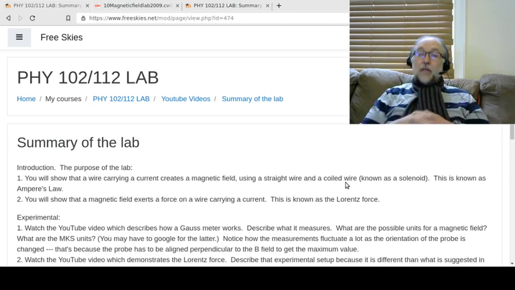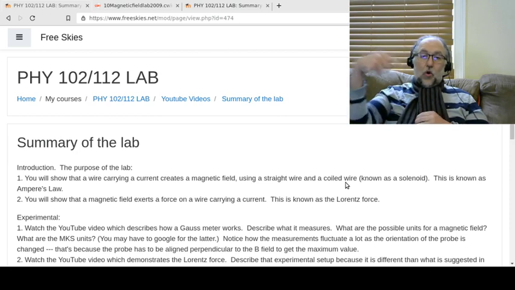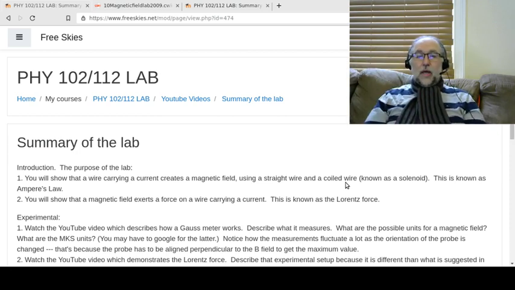And the other one is you're going to do it for a coiled wire, in other words, for a solenoid. And so that's Ampere's law. That's one thing that you're trying to demonstrate with this lab. And the other one is to show that a magnetic field exerts a force on a wire carrying a current. Okay, and that's known as the Lorentz force, and that's the last video.